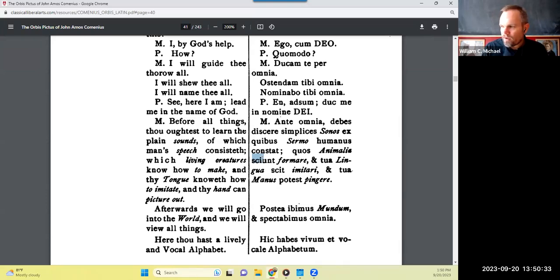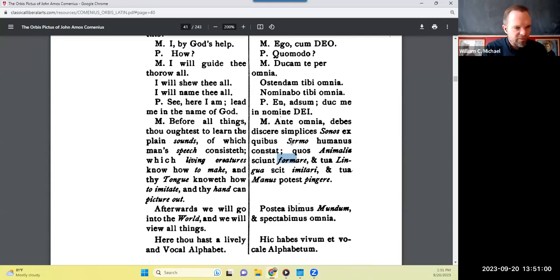Which the animals know formare. Formare means to make. So if we know this verb here, formare, the stem form means make. We can think of a dozen English words that are drawn from formare. Who can think of an English word that's got that F-O-R-M in it?